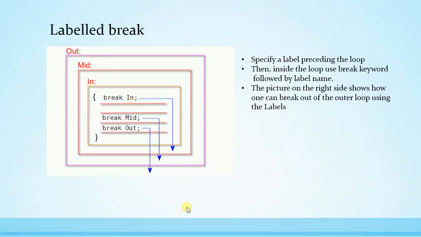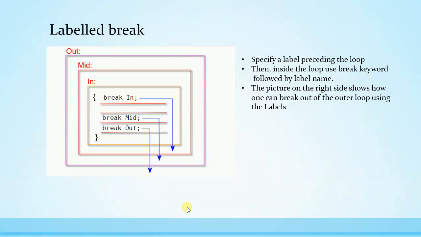In the first statement, we are making a call to break in, so that means it will come out of the inner loop. Here the label in is not necessary, because even without that label, if we place a break statement, it will come out of the loop which we are in. But to come out of any of the outer loops, we need to use break with the labeled entry. So break mid will break out of the middle loop, because the middle loop is marked with the label mid. Similarly, break out will come out of the outer loop.